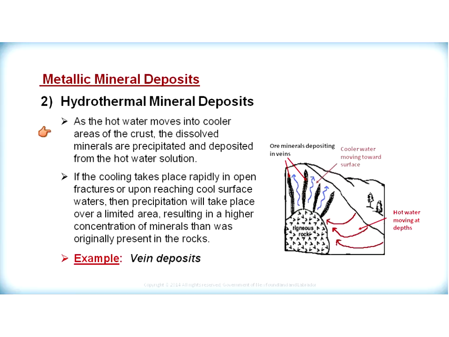As the hot water moves into cooler areas of the crust, the dissolved minerals are precipitated and deposited from the hot water solution. If the cooling takes place rapidly, in open fractures or upon reaching cool surface waters, then precipitation will take place over a limited area, resulting in a higher concentration of minerals than was originally present in the rock. An example of this type of deposit is called a vein deposit.